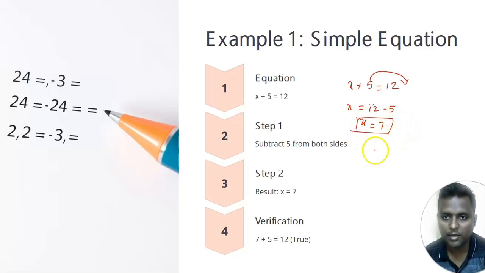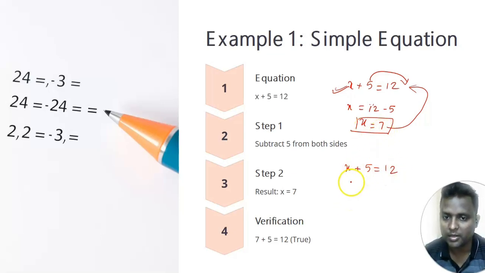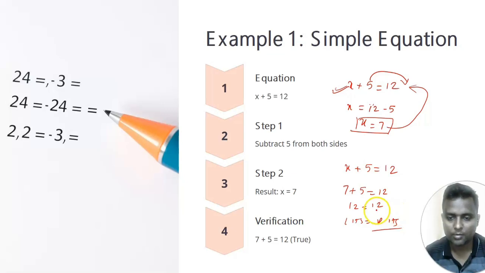Okay, clear? If we need to check whether it is a correct answer or not, we will check. How can I check? We will put this value 7 into the equation. When we have an answer, we put it into the equation. So we have the equation x plus 5 is equal to 12, and we have the answer 7. We want to check whether it is correct or not. So we put 7 plus 5, which is 12, equal to 12. Both LHS and RHS are the same. That is the reason it is the correct answer.